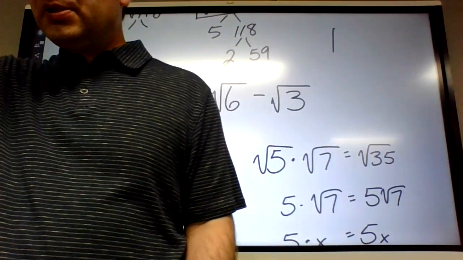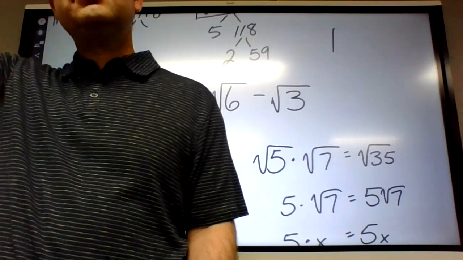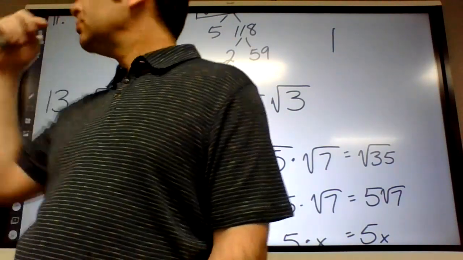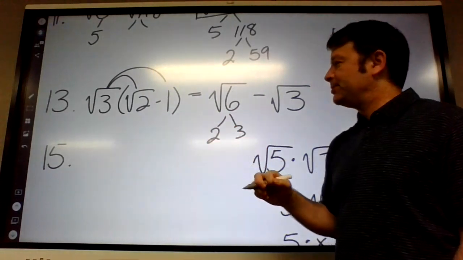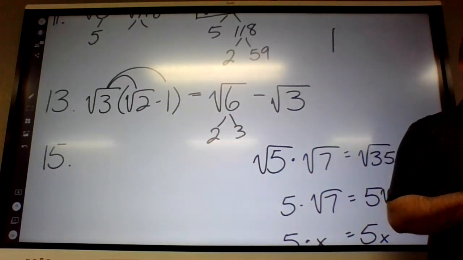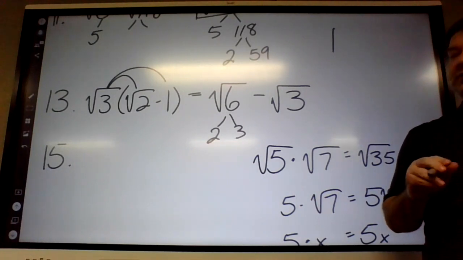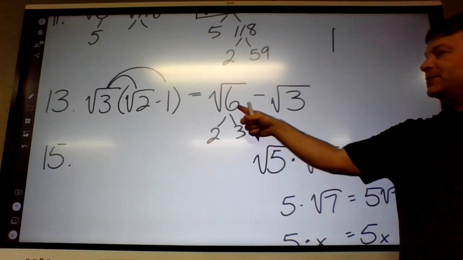15. Why would you simplify to 6? Because the only thing that goes into 6 is 2 times 3, and there's no doubles. So it's like yesterday when we wrote does not simplify. Square root of 6 does not simplify.